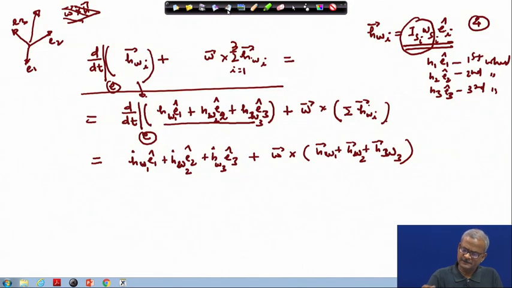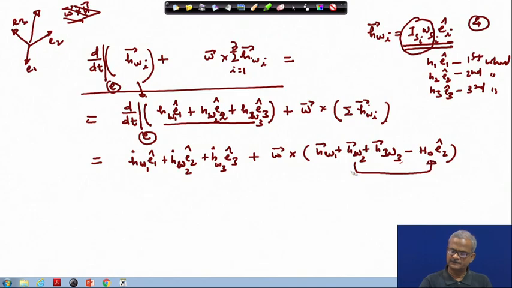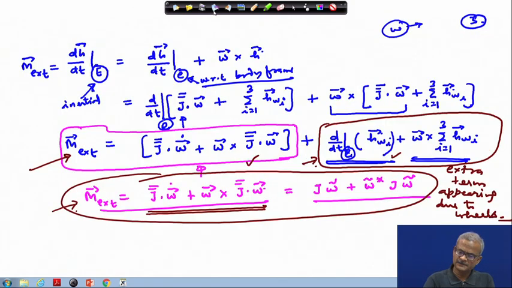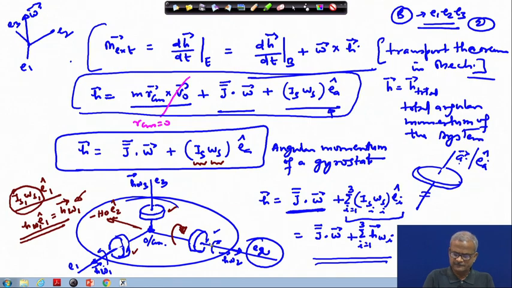So, if we do that, in that case we will have one more term here in this place, which will appear as minus H 0 times E 2 cap, and this is associated with this wheel. So, right in the beginning your wheels are, suppose, not rotating, only this wheel is rotating, and that is having the angular momentum H 0 E 2 with respect to the body axis system.